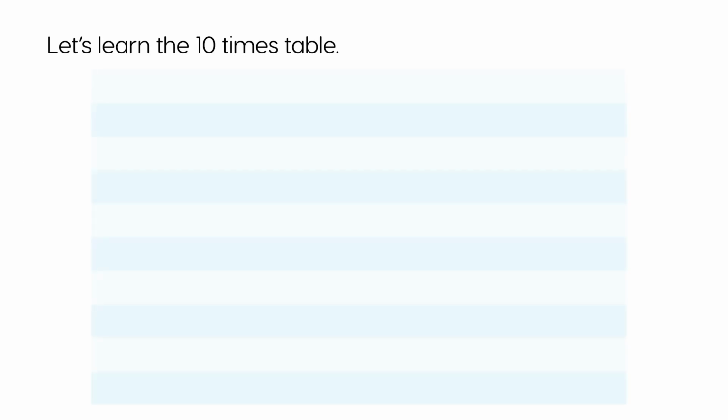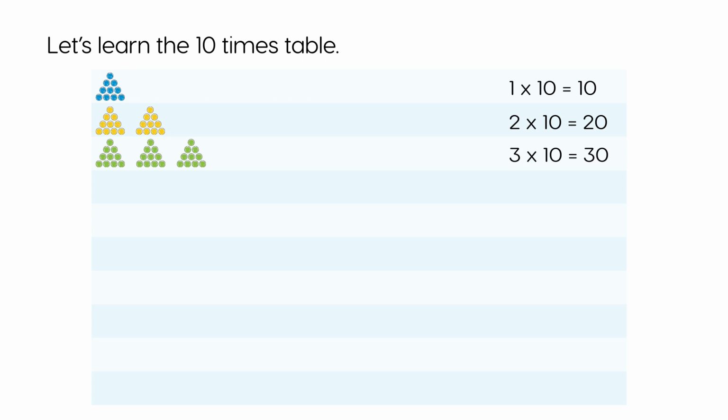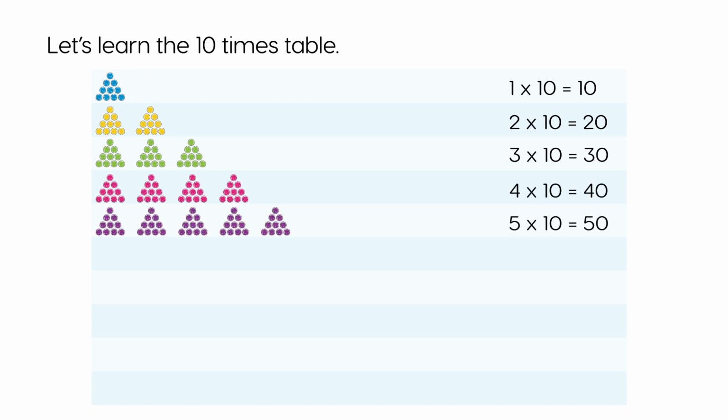Let's learn the 10 times tables. 1 times 10 is 10. 2 times 10 is 20. 3 times 10 is 30. 4 times 10 is 40. 5 times 10 is 50.